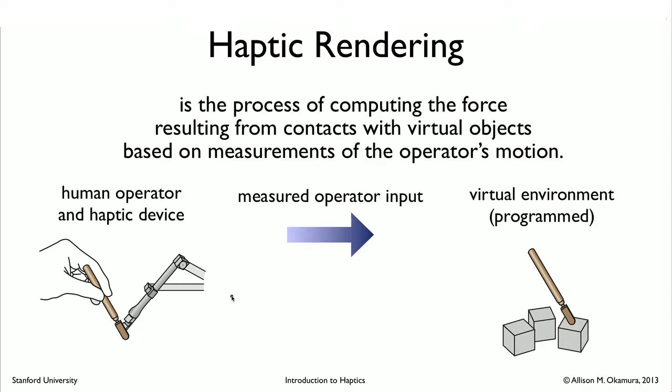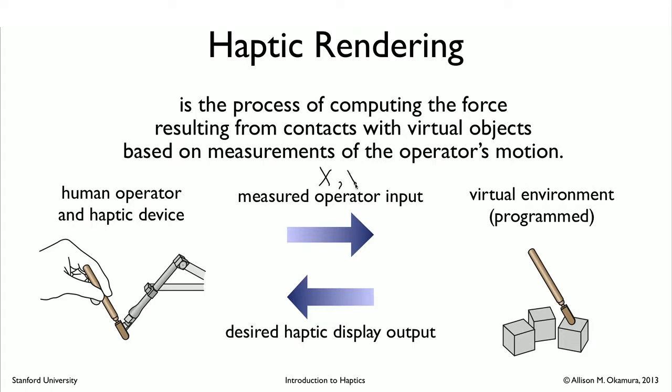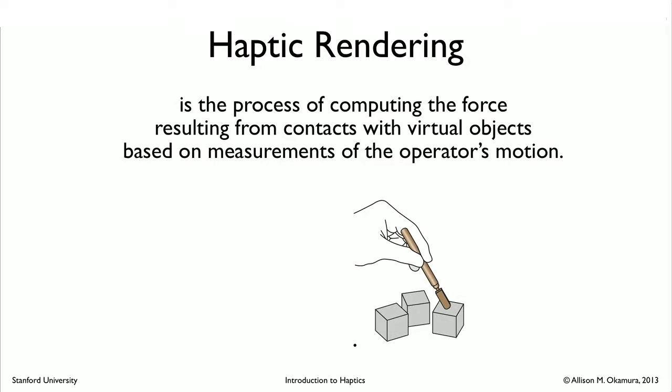real blocks. Now, the input to this program is the measured operator motion, and the output is the desired haptic display output, and that is typically going to be a force. So usually we're going to have a measure of position and maybe velocity as your measured operator input, and force as your haptic display output. The goal of all of this is to try to make it feel like the user is actually pushing on these virtual blocks with the stylus.